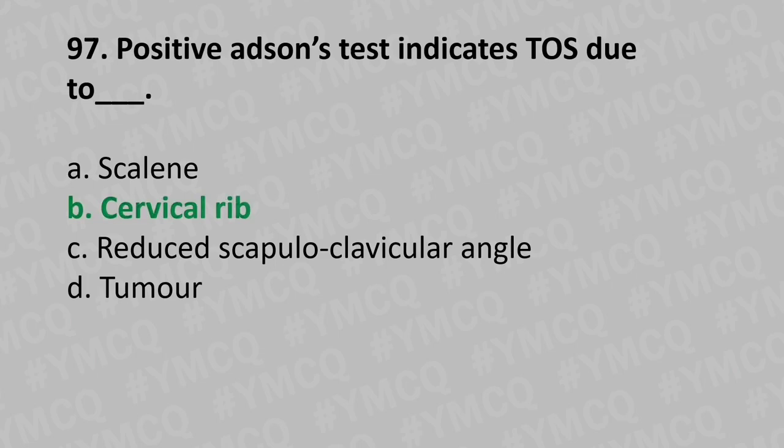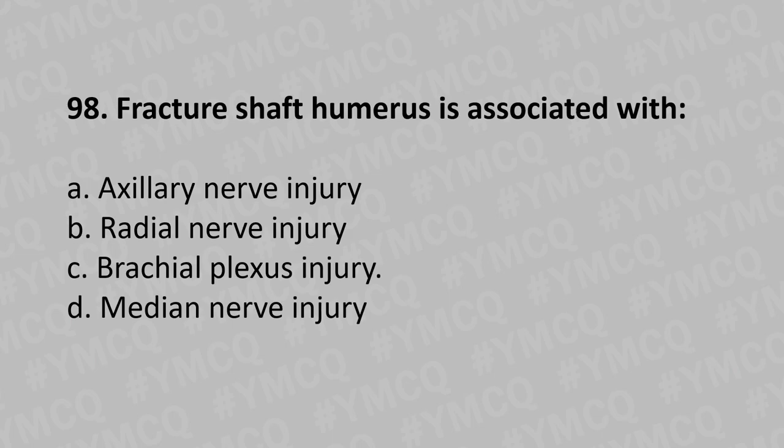Fracture of the shaft of the humerus is associated with option A, axillary nerve injury. Option B, radial nerve injury. Option C, brachial plexus injury. Option D, median nerve injury. And the answer is option B, radial nerve injury. Moving to our 99th question.